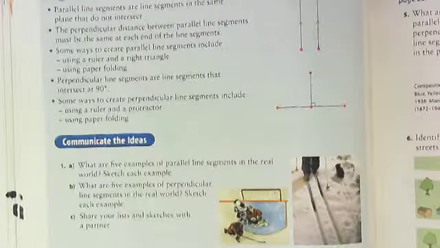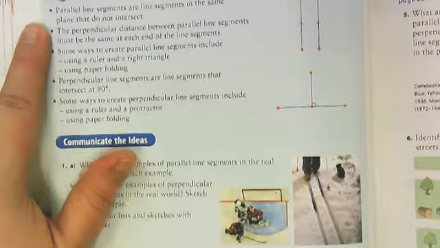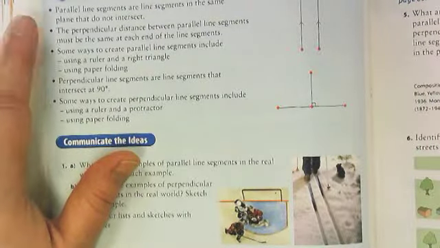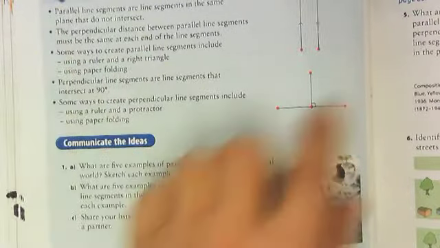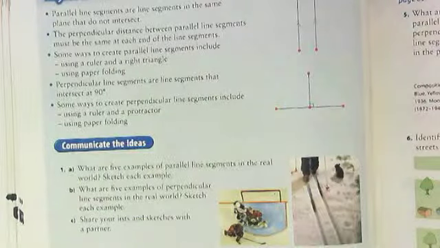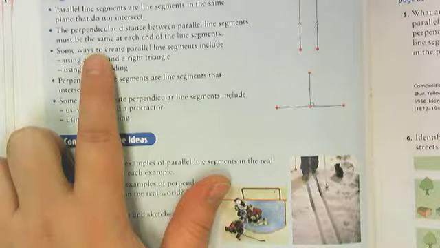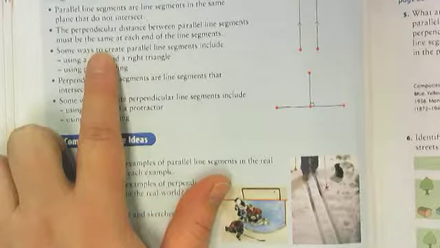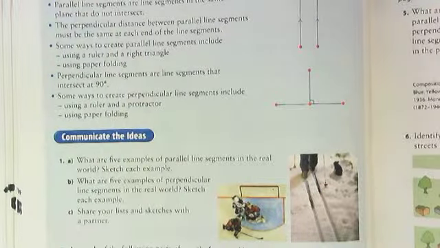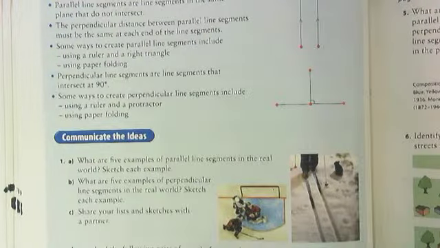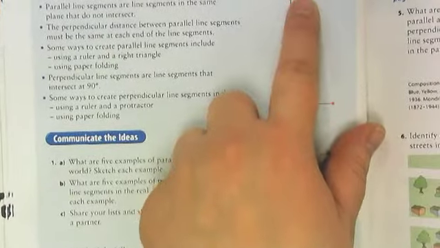Key ideas for this section. Parallel line segments are line segments in the same plane that do not intersect. Same plane is just basically the same area. The perpendicular distance between parallel line segments must be the same at each end of the line segment. So this distance here equals this distance.